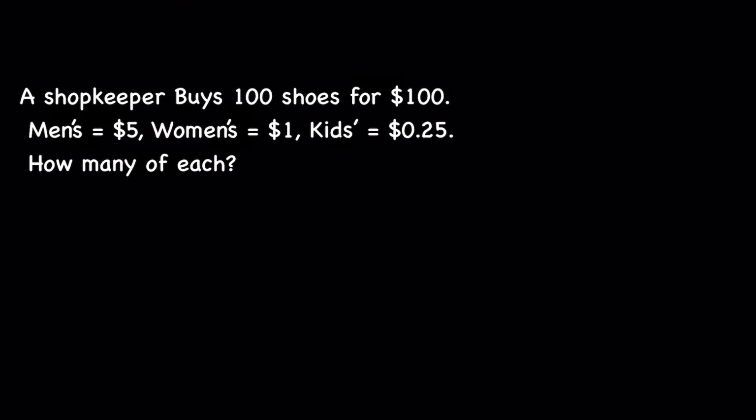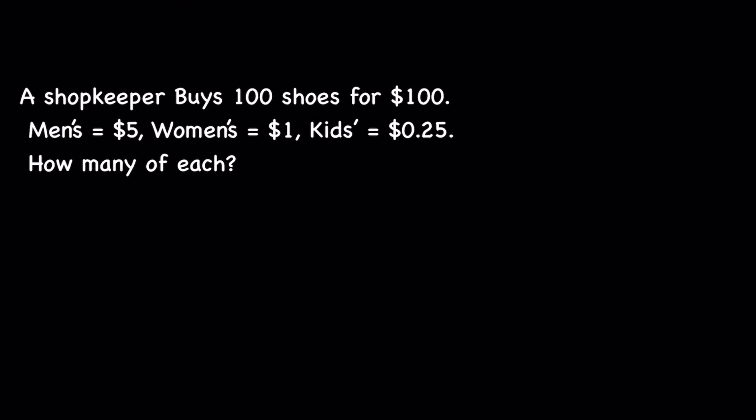A shopkeeper buys 100 shoes for $100. Men's shoes are $5, women's are $1, and kids' are $0.25 each. So how many of each of the shoes did he buy?